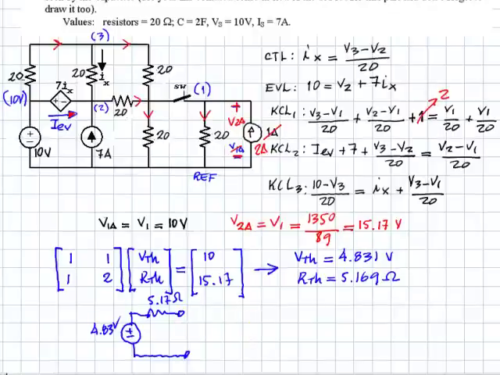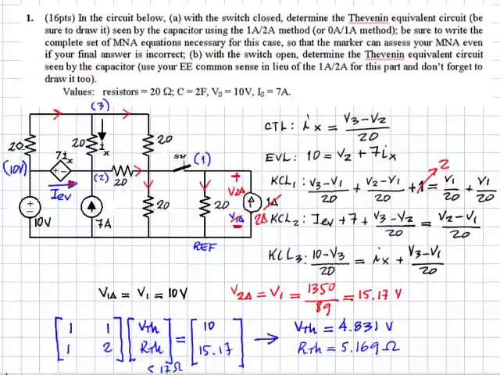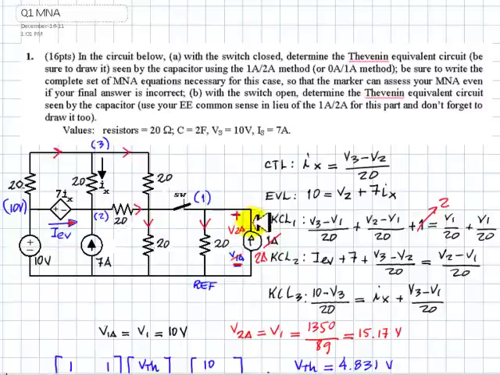Let's go back here and read that carefully. With the switch open, determine the Thevenin equivalent circuit seen by the capacitor. Oh, so this is disconnected. The capacitor that was here, remember? Let's bring it back. Like this one.